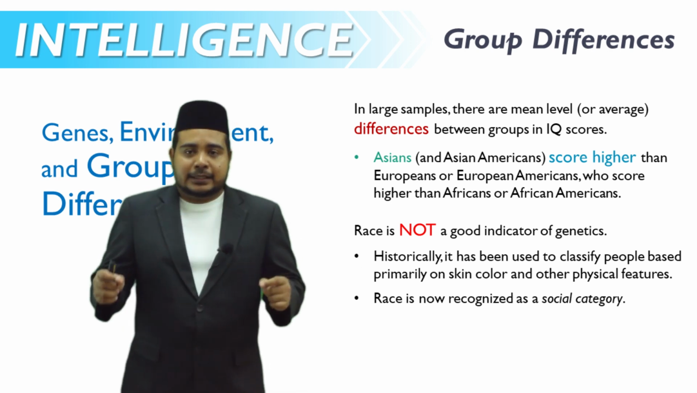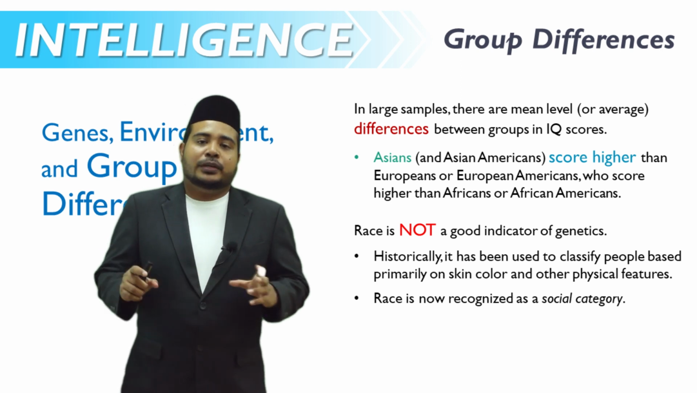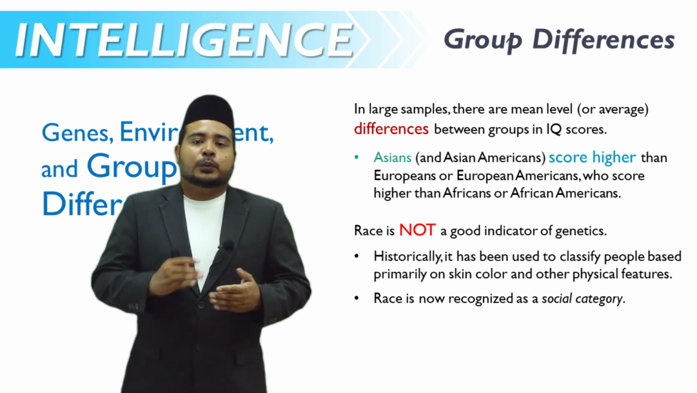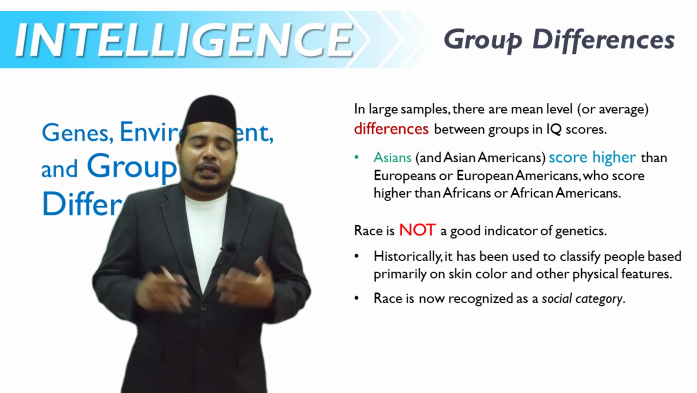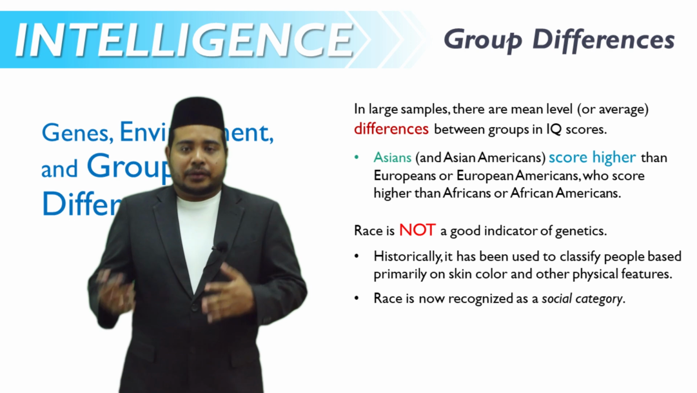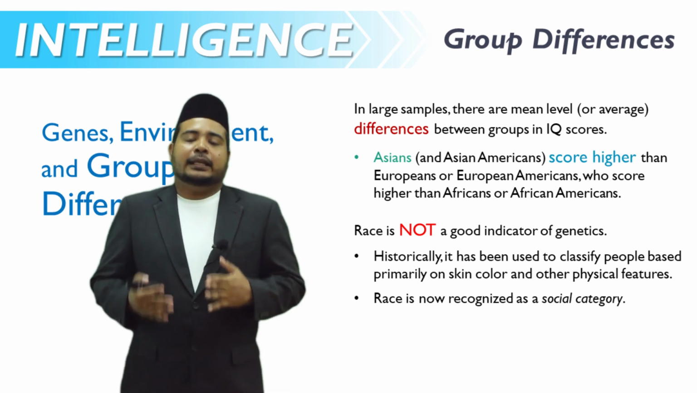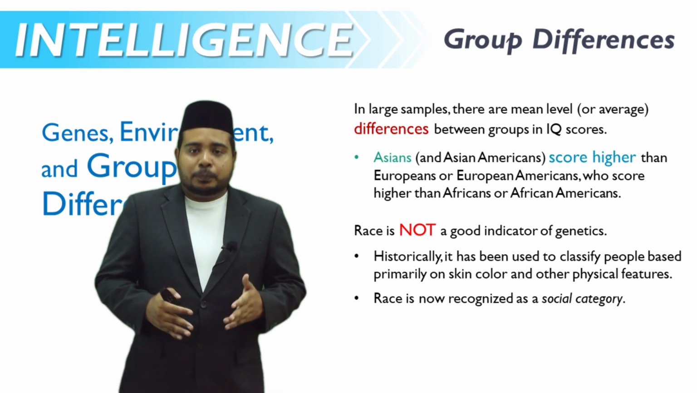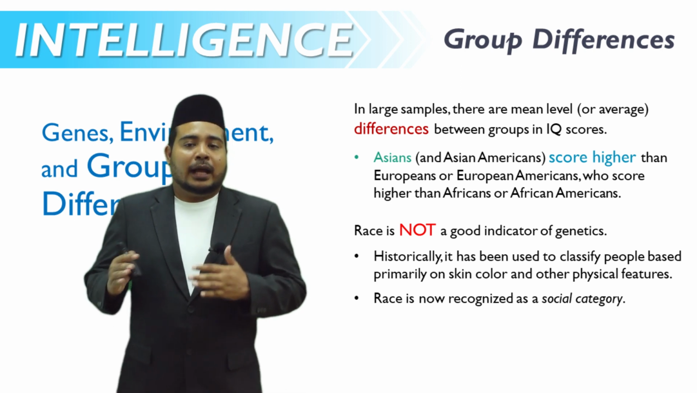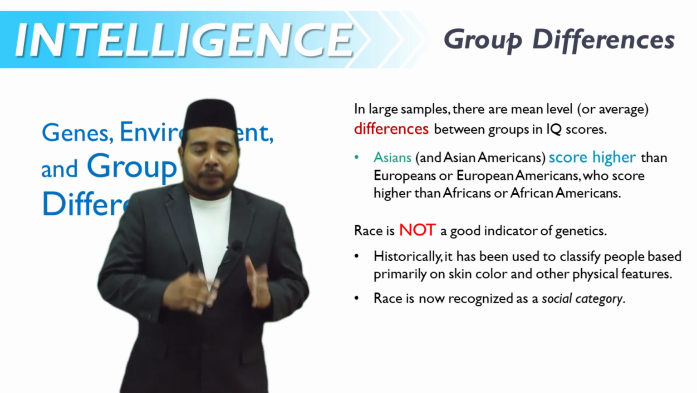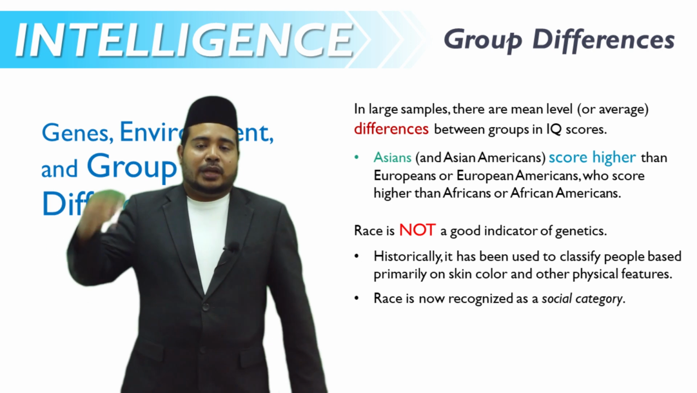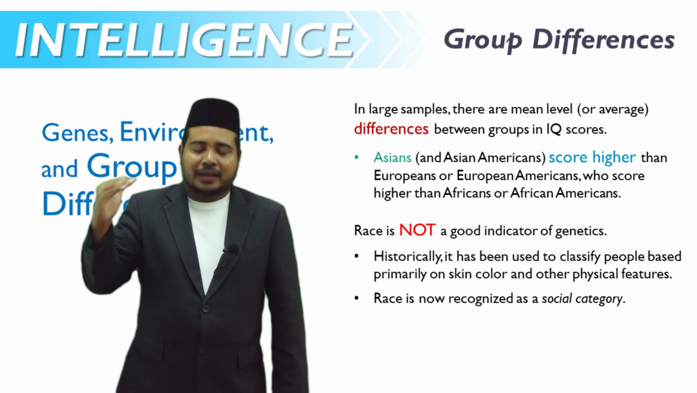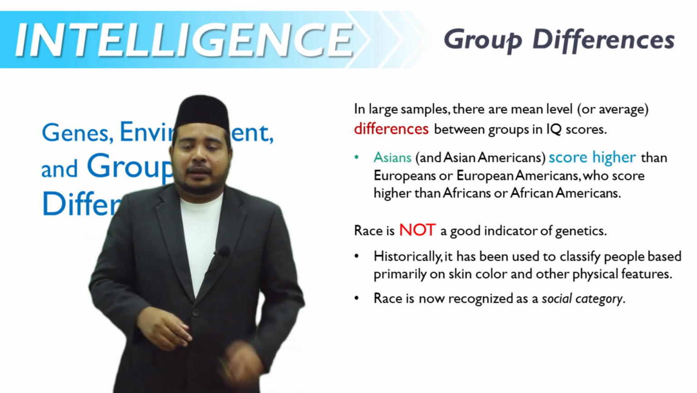So in large sample tests, the mean levels or average levels according to groups are different. There are mean level differences between groups in IQ scores, where they found that Asians, like us, or Asian Americans, score higher than people who are European or European American. And in fact, Europeans and European Americans score even higher than Africans or African Americans. So if you categorize them, Asian and Asian American would have the highest IQ, followed by European and European American, and followed by African or African American.